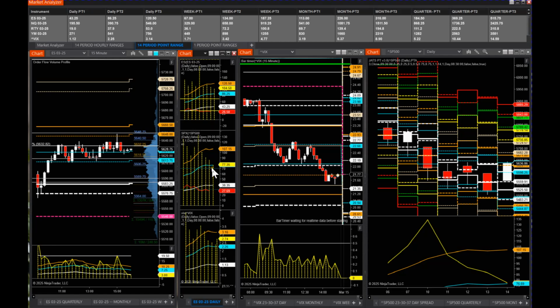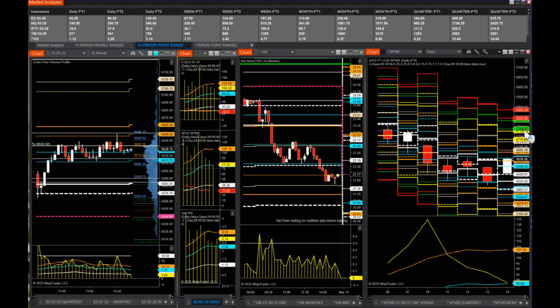So SPX was constrained below the ES, and so cash was falling behind futures. So futures were being priced in with more volatility than the cash index was. So that helps you in itself on a daily time frame.